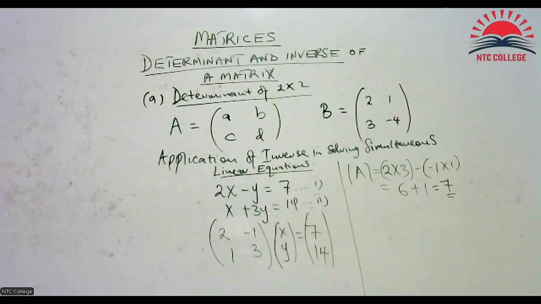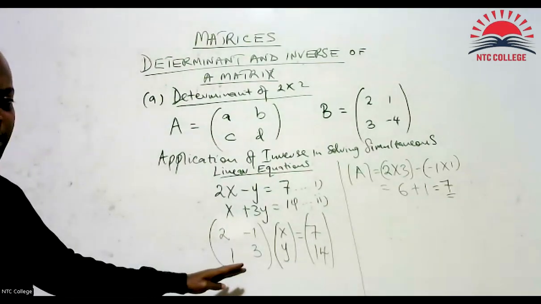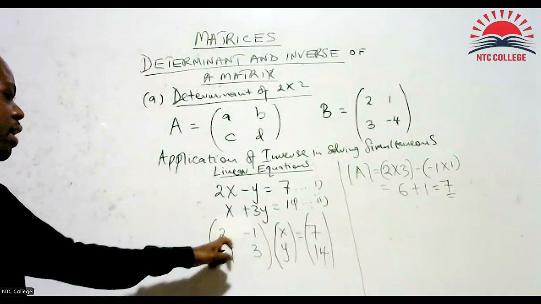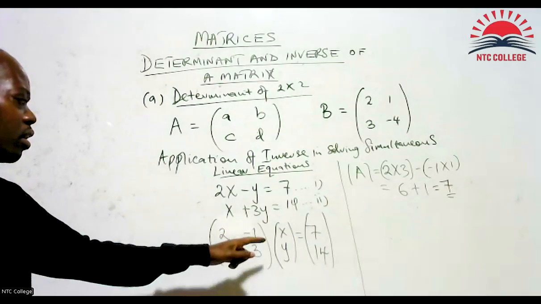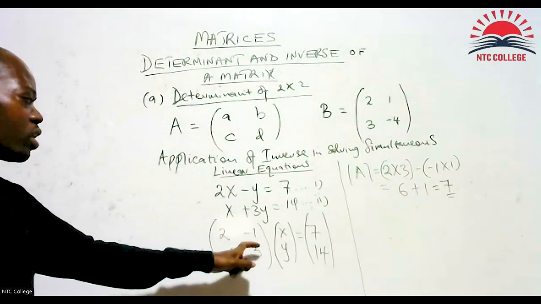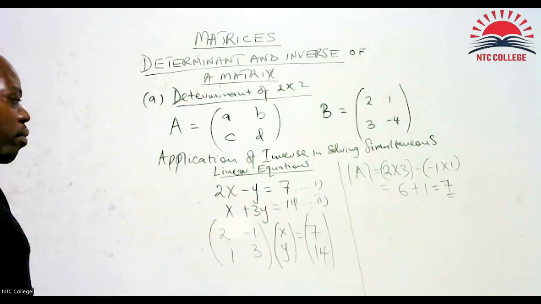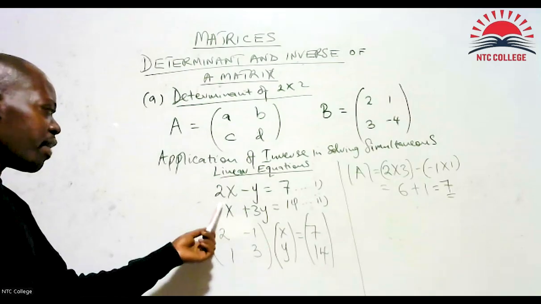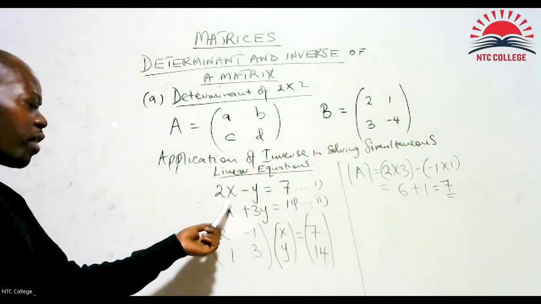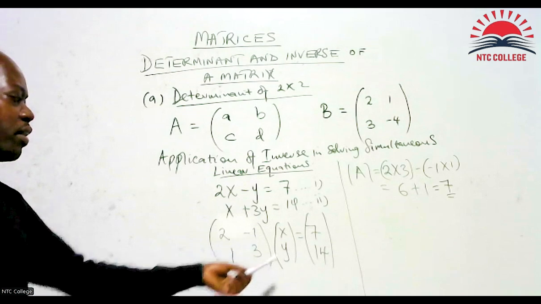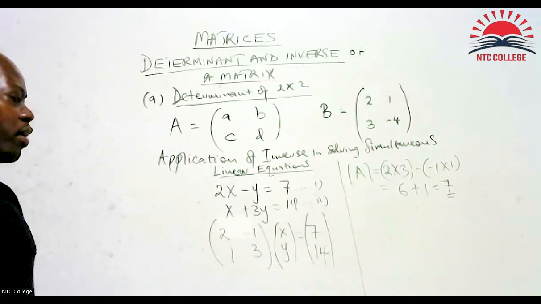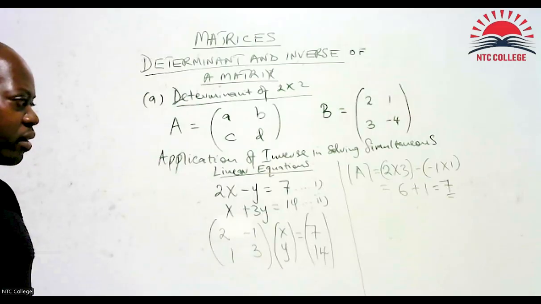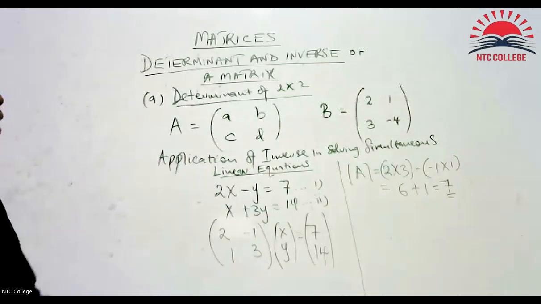So we have said the first step, form the matrix, which we have formed 2, 1, -1, 3. You must indicate the unknowns with their column vector or column matrix, x, y in the order they were written. X was the first one, followed by y. Then we equate it to the column vector 7, 14, again in the same order. So we have obtained the determinant.